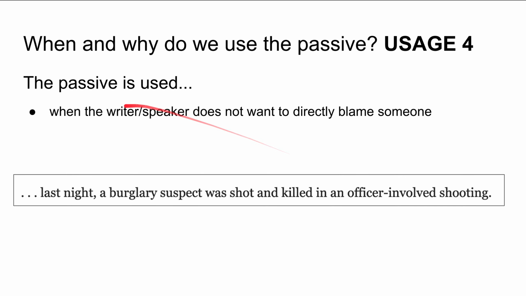Okay, moving forward, the passive is also used when the writer or speaker does not want to directly blame someone. Very interesting article, and I will post it in the description. It says that usually the passive is used a lot in newspaper articles when a person is shot by a police officer, and the writer does not want to directly blame the police officer or anyone for that matter.